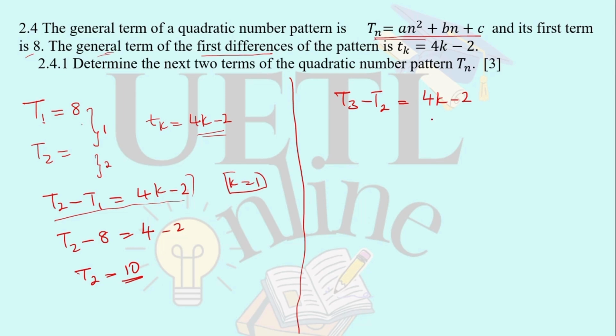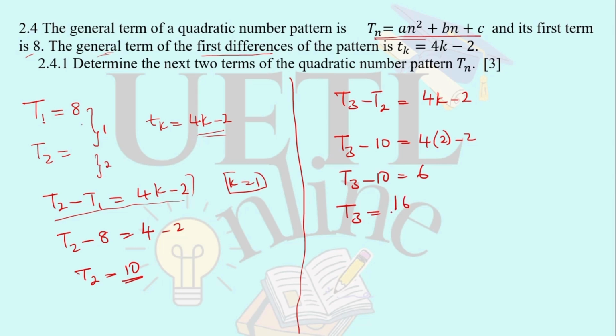Okay, after that, all you have to do is substitute the value of k and the value of t2. We know that t2 is 10, so this means that t3 minus t2 is equal to 4 times k, and k is 2 in this case, minus 2. So we're going to get t3 minus 10 is equal to, in this case, 6, right? So this means that t3 is going to become 16.